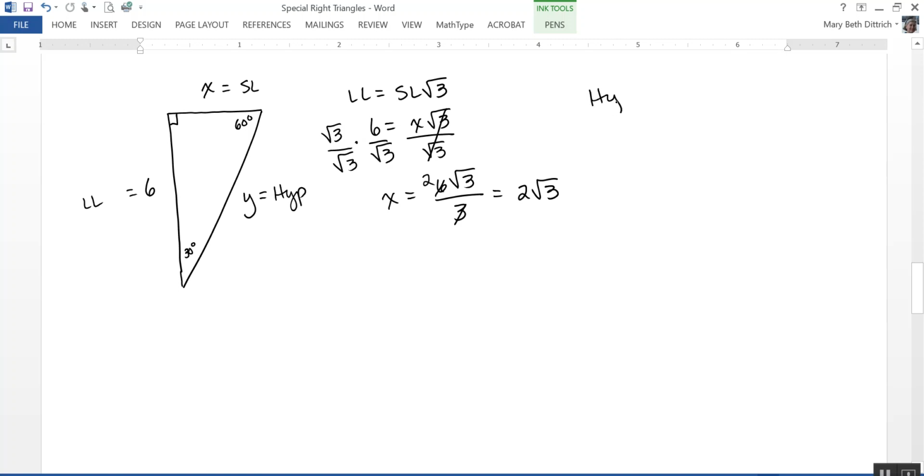Now I can do hypotenuse equals 2 times the short leg, or y is equal to 2 times 2 square root of 3, and I can just multiply the numbers out front, 4 square root of 3. So in this 30, 60, 90 right triangle, my short leg was 2 square root of 3, my long leg was 6, and my hypotenuse is 4 square root of 3.